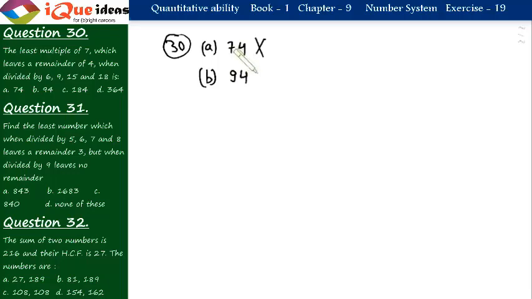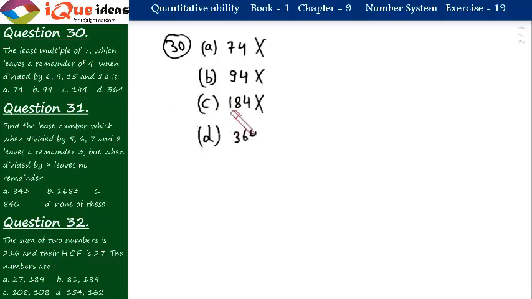So our first condition is that the number should be a multiple of 7. Now option A, 74. You can see it is 70 plus 4, hence it is not a multiple of 7, so this cannot be the answer. Then option B is 94. If you divide 94 by 7, it is 91 plus 3. So it is not divisible by 7, so this cannot be the answer.